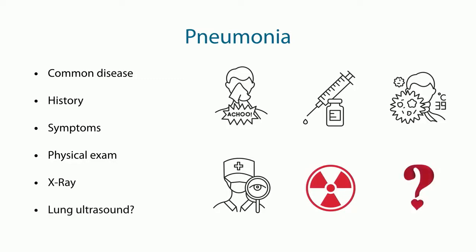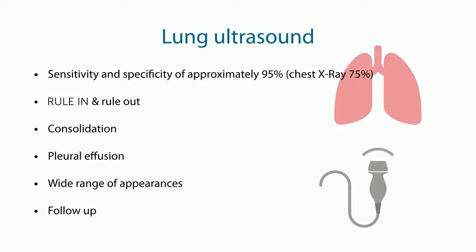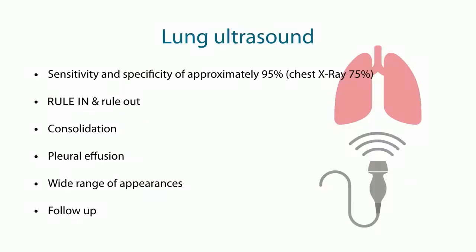So what is the role of lung ultrasound? Well, to summarize, the sensitivity and specificity of lung ultrasound is way superior compared to chest X-ray. It is approximately 90 to 95% for lung ultrasound compared to approximately 75% for chest X-ray, but only in the hands of experienced sonographers and ultrasound experts. Of course, when you have enough experience, you can rule out and rule in pneumonia.